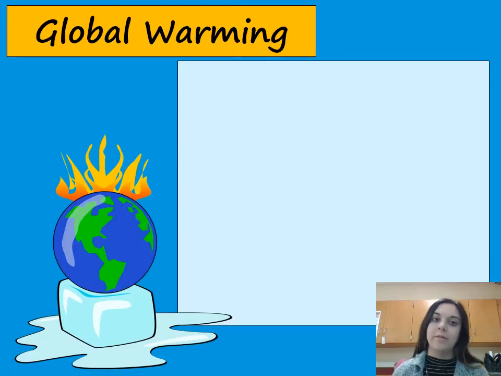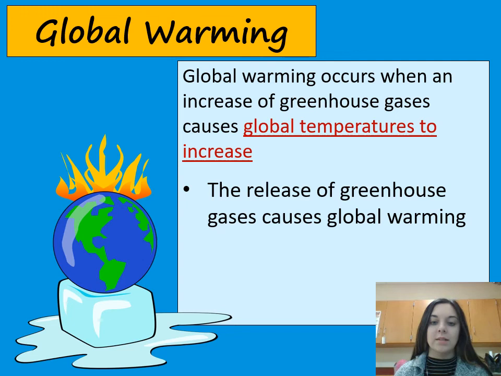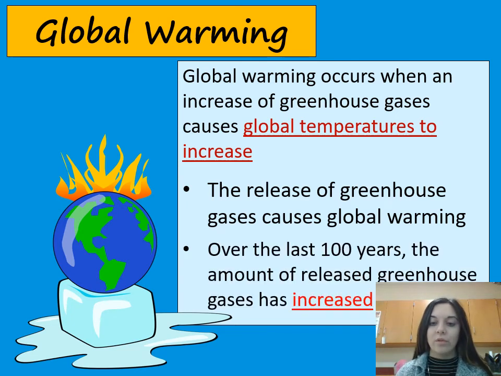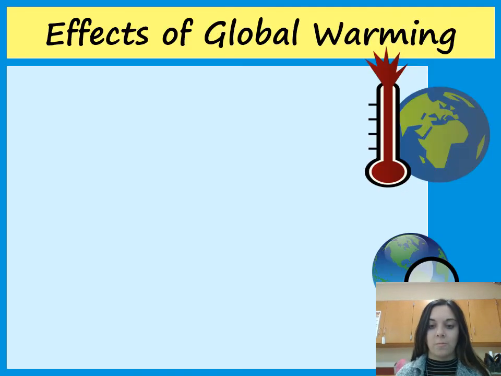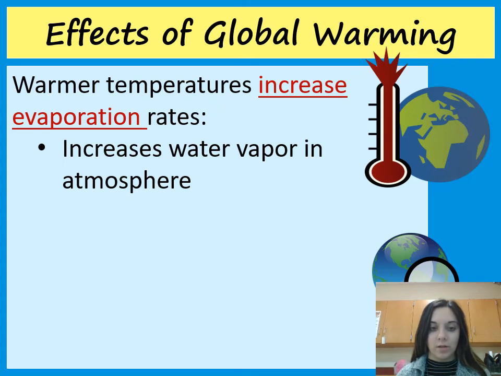Global warming. Nowadays, we just refer to it as climate change, but global warming occurs when an increase of greenhouse gases cause global temperatures to increase. The release of these gases causes the globe to warm. Over the last 100 years, the amount released has increased, as we know. The effects of global warming. We're going to increase evaporation rates. So if you think about it, when the temperature increases, things are going to evaporate much quicker. Increase water vapor in the atmosphere, okay, with that evaporation.